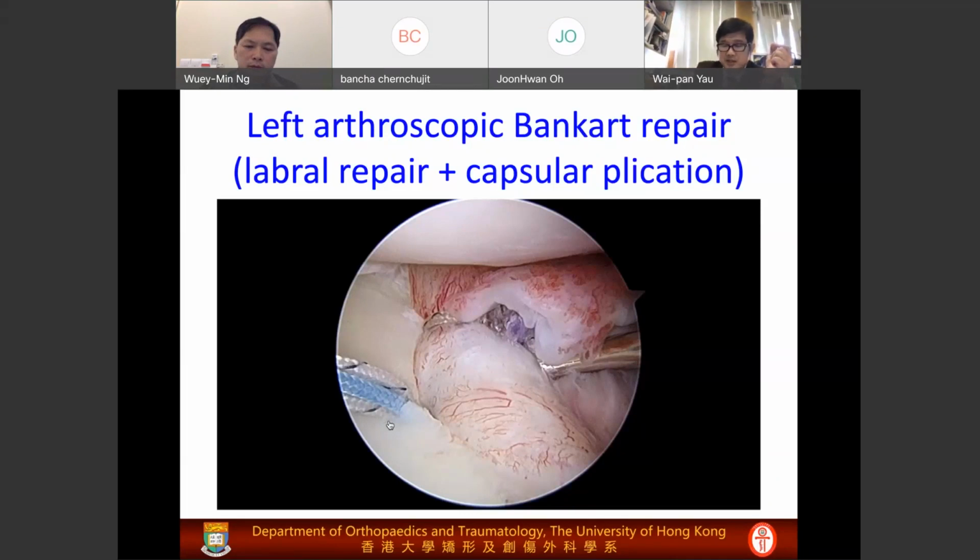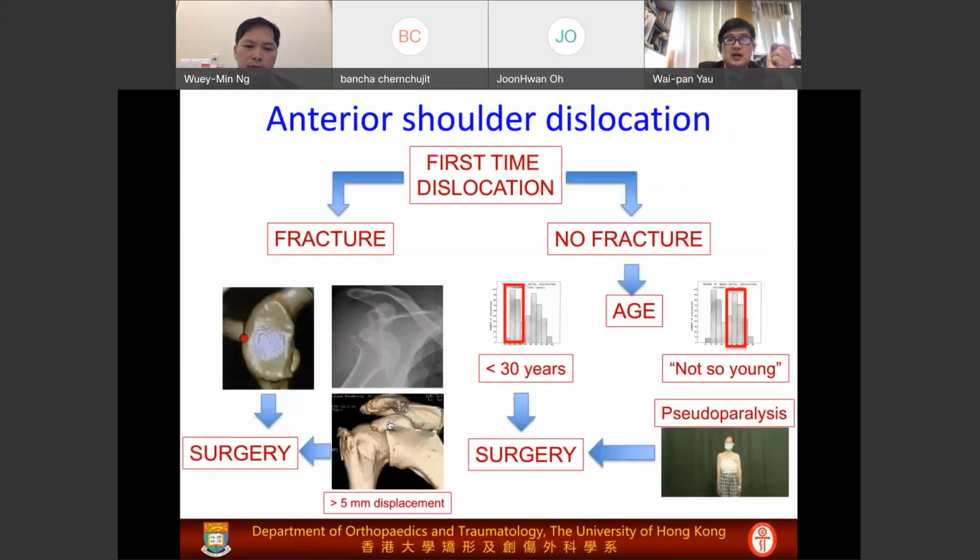So this ends the presentation for me today. This is a summary slide for the first-time dislocation. As I mentioned, fracture, always fix the fracture. If there is no fracture, but a not so young patient, usually conservative, except if there is pseudoparalysis, then we need to do a surgery.